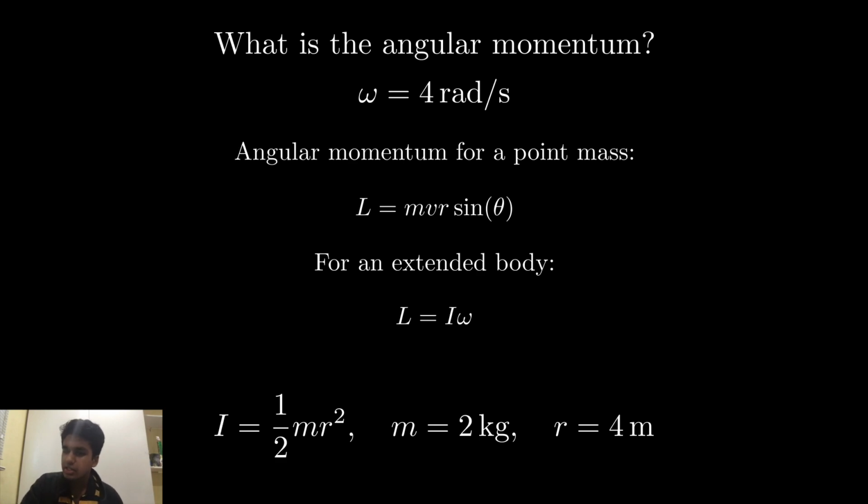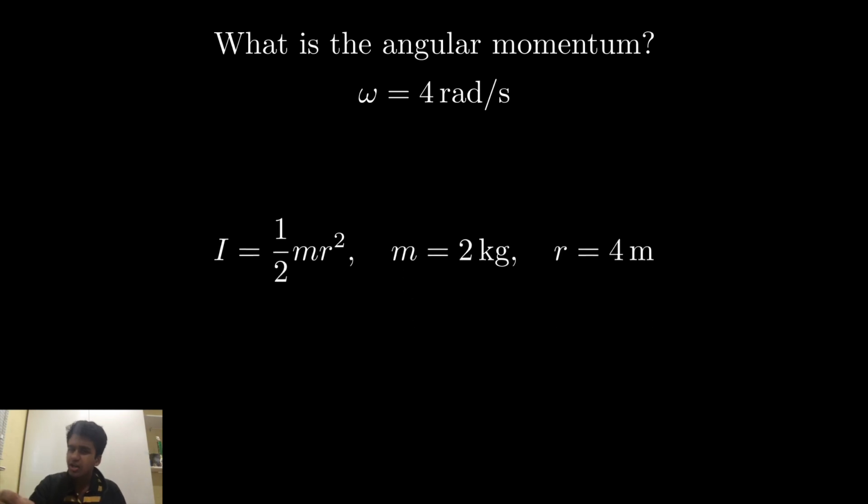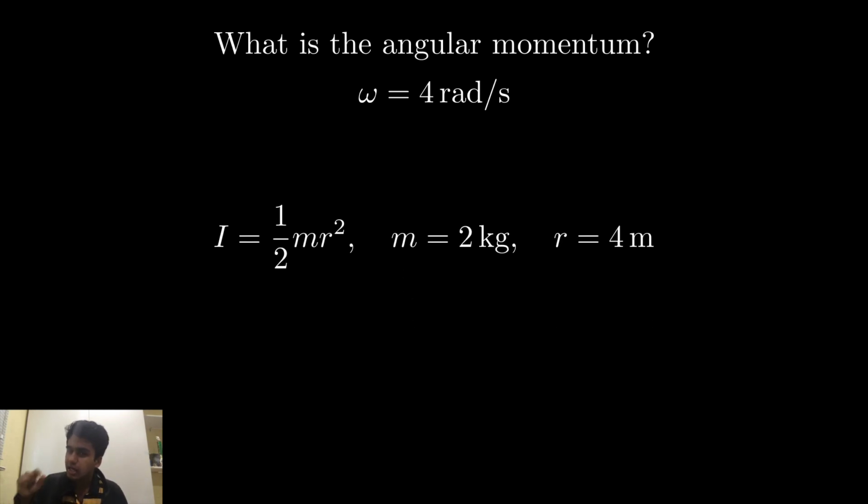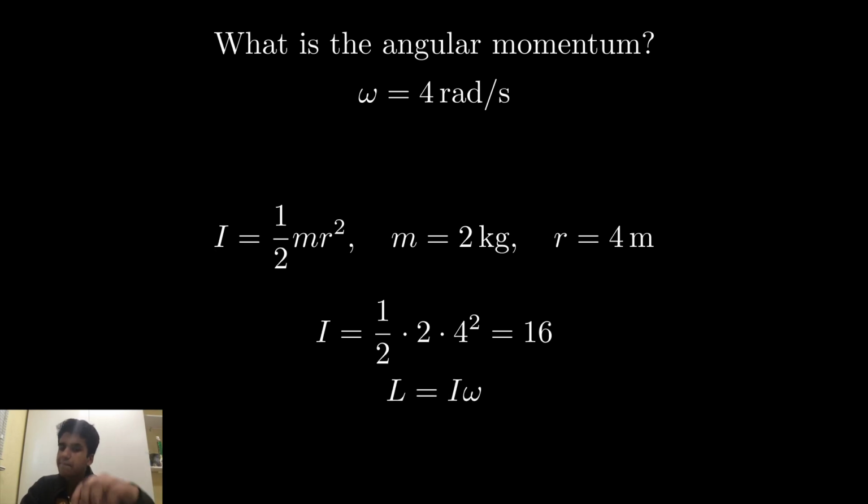So basically, in this problem, we have an expression for I, the rotational inertia. So we have an expression for the angular velocity. Obviously, we should use L equals I omega. So basically, the rotational inertia is 1/2 times 2 times 4 squared, which is 16. And we multiply that by omega, which is 4. And we get that the angular momentum is 64.